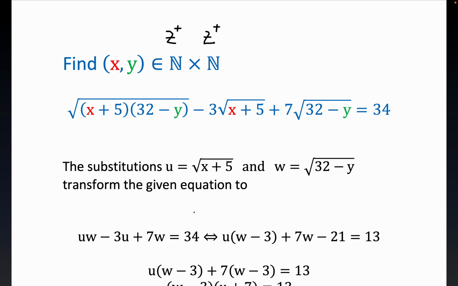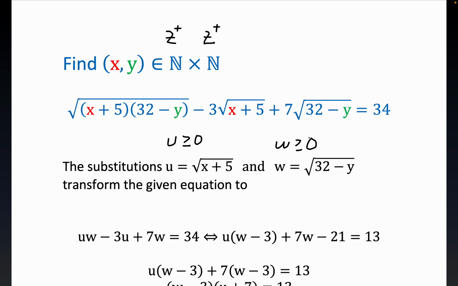Now, let's make a couple of observations. We know that both u and w have to be greater than or equal to 0, which turns out to be quite important later on. Remember, the range of the square root function is non-negative real numbers. Also right here, same for w. So w is greater than or equal to 0.